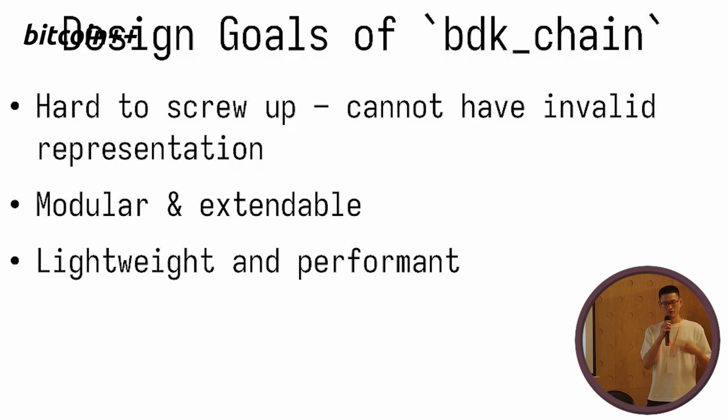An example of invalid representation is when you request a history of transactions and it returns two transactions that are conflicting. That's dangerous because, for example, if you're creating a transaction from there, you might have two UTXOs that will not exist together on chain, and you create a transaction which is invalid. It also needs to be modular and extendable. Modular so that people can take out what they need. They don't need to use the whole thing when creating their projects. Extendable because they want to add stuff. And I think the last one is self-explanatory.